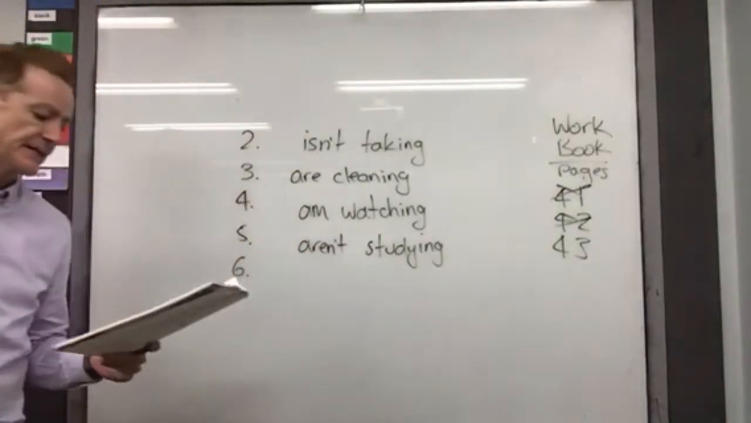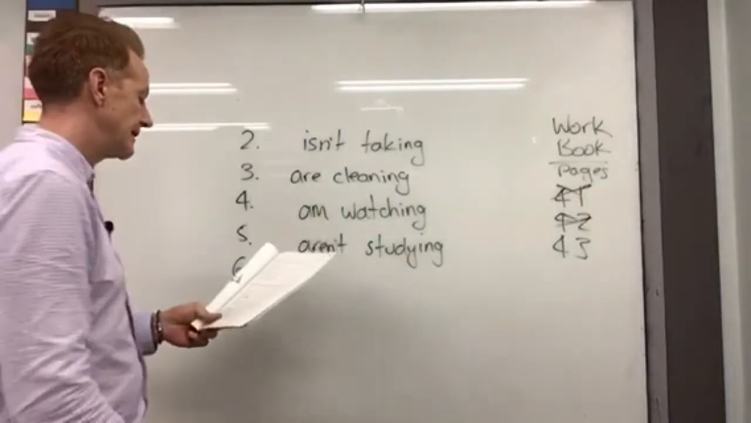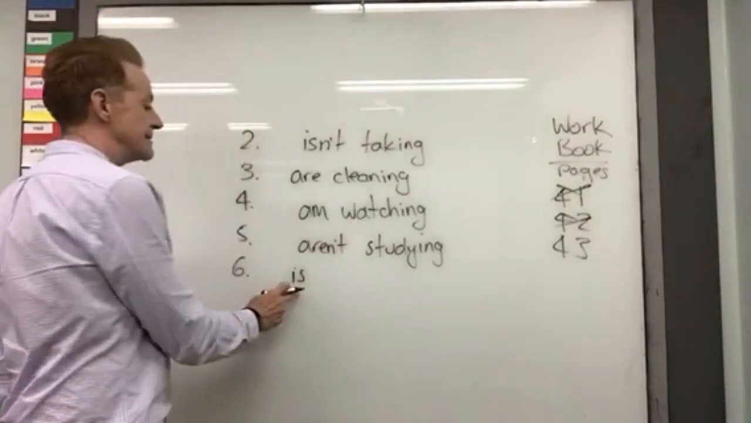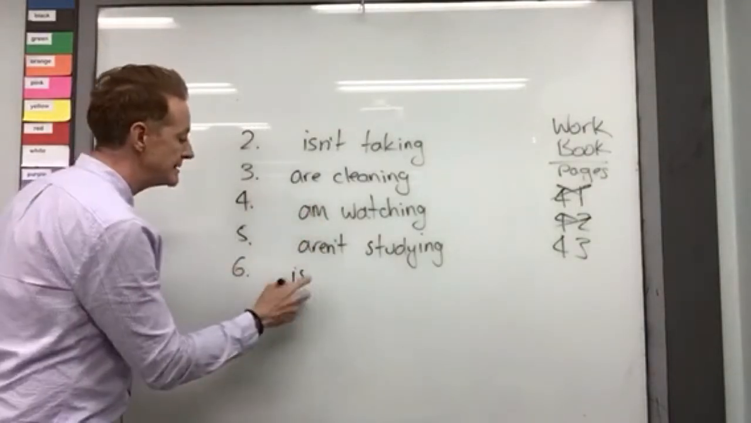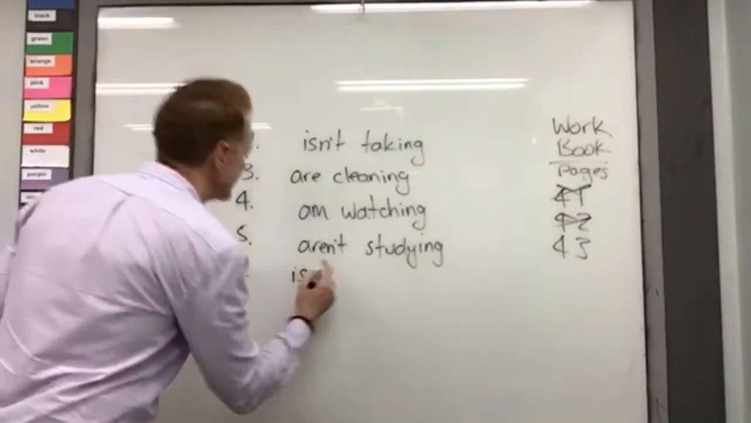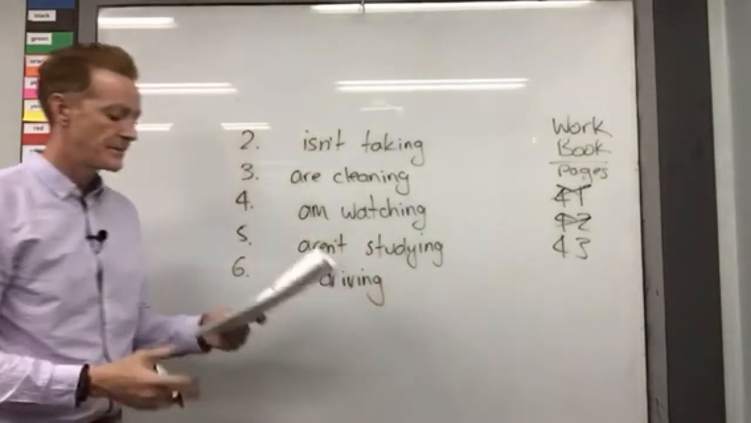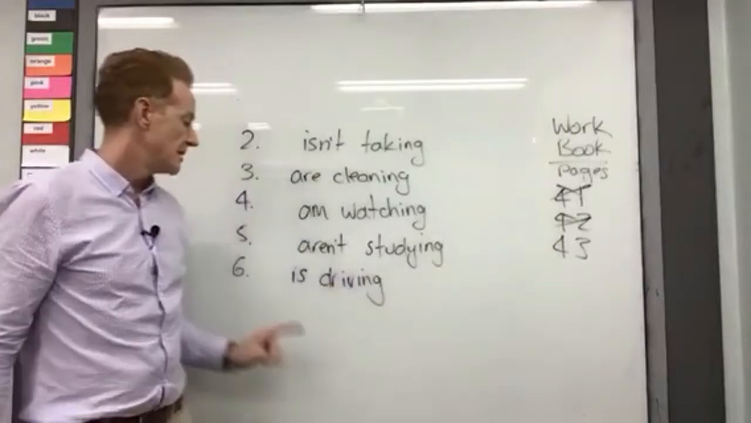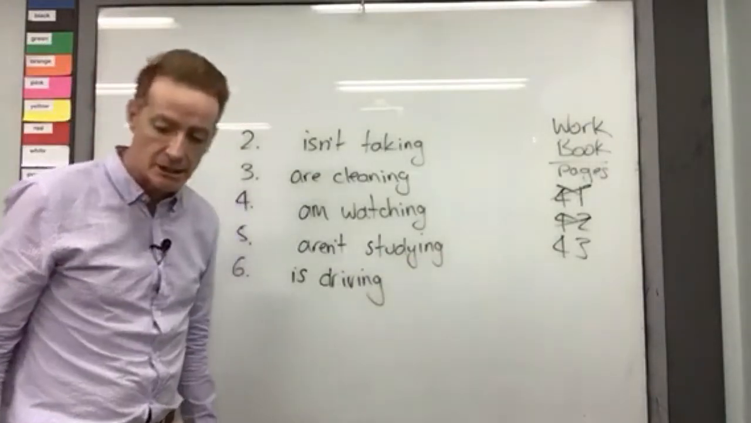Number 6 is drive. Jason's dad is, because Jason's dad is only one person. Jason's dad, remember, just one person is. So Jason's dad is driving to work now.